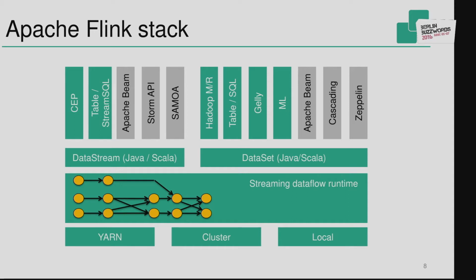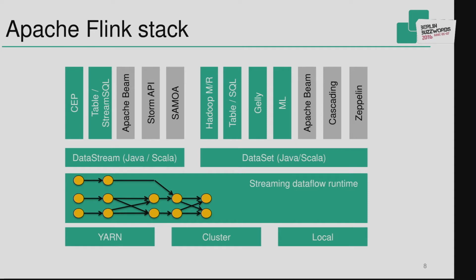And for starting this engine, there are different options. There's the YARN deployment option. There's the standalone cluster mode that some of our users are also using for deploying Flink on Docker. And there's the local mode. The local mode allows you to start Flink from within your IDE or on your laptop, which allows you to set breakpoints, debug, and try out the code that will run on the cluster later, also locally.